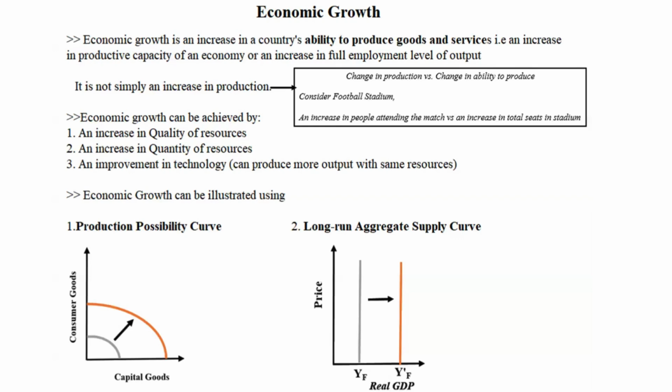Now, we can also represent economic growth using a long-run aggregate supply curve, which we plot vertical at the full employment level of output. Economic growth would be a rightward shift in the long-run aggregate supply curve, as that would represent an increase in the full employment level of output or an increase in the productive capacity of the economy.